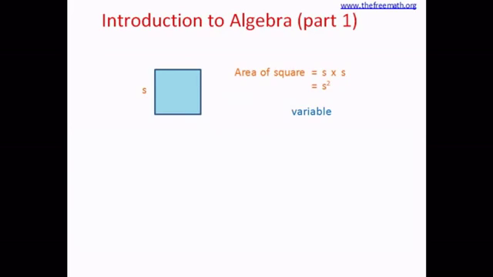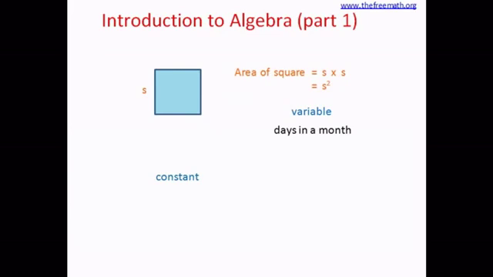Can you think of any other example of a variable? Days in a month. If I use any letter to represent days in a month, that letter would be a variable, because some months have 30 days, some months have 31 days, or sometimes it could be 28 or 29. The opposite of a variable is called a constant.